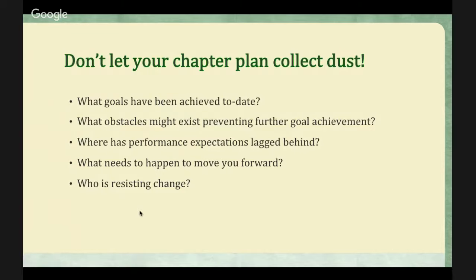They just look at, have they hit the goal or not? You actually want to look at what needs to be done, what was done to try and hit that goal. Was there someone in the chapter or the community that's stopping you from hitting that goal?